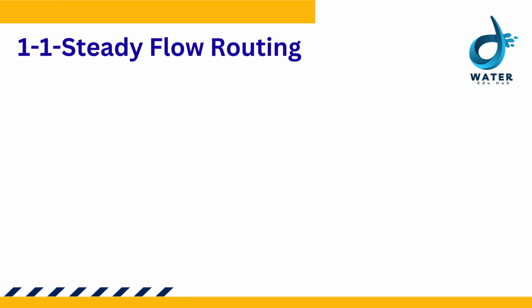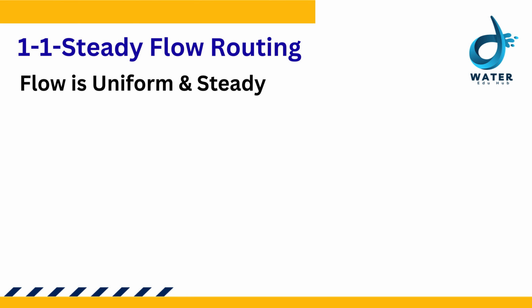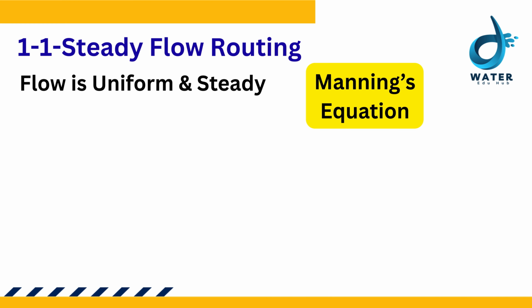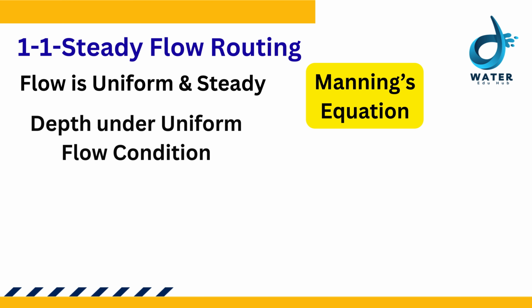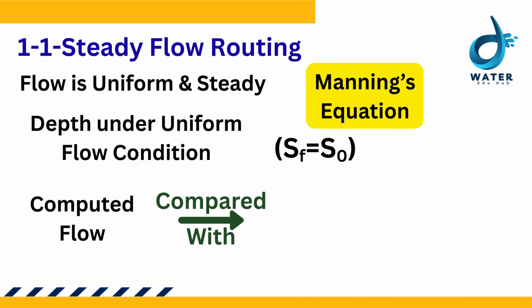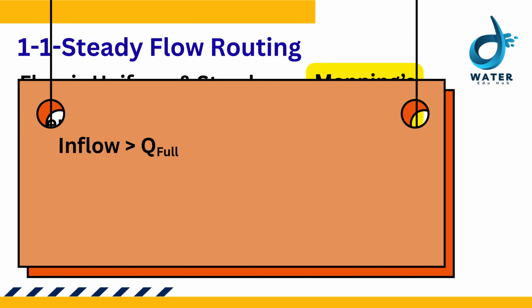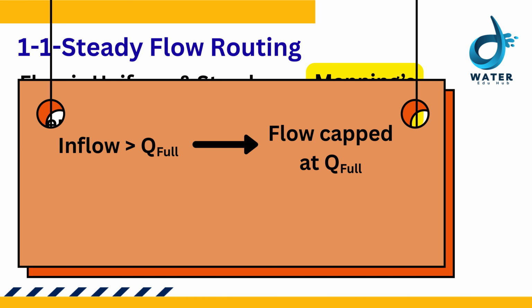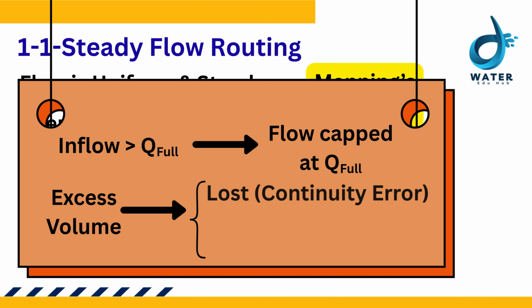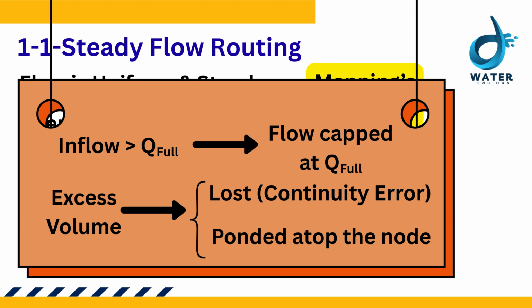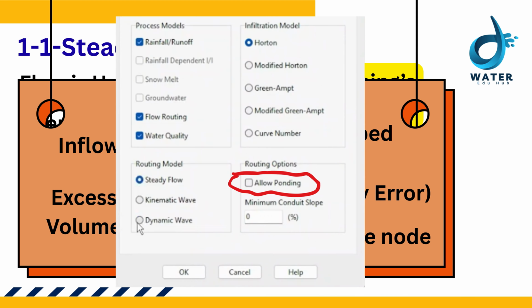This method assumes that flow is uniform and steady within each computational time step. It uses Manning's equation to calculate the flow depth under normal flow conditions, Sf equal to S0. The computed flow is compared against the conduit's full flow capacity, Qfull. If the inflow exceeds this capacity, the flow is capped at Qfull. The excess volume is either lost from the system, leading to continuity errors, or ponded atop the inlet node depending on the user's allow ponding setting.